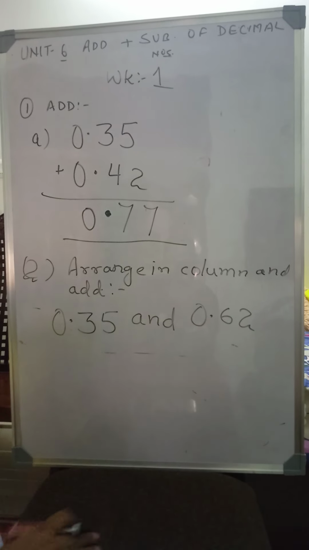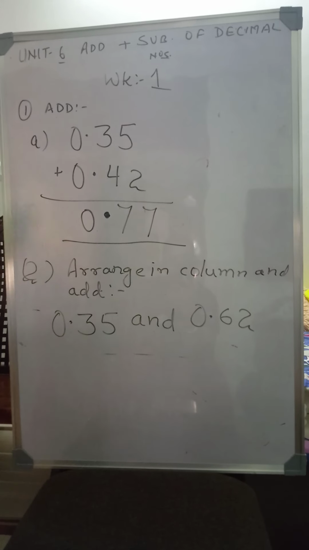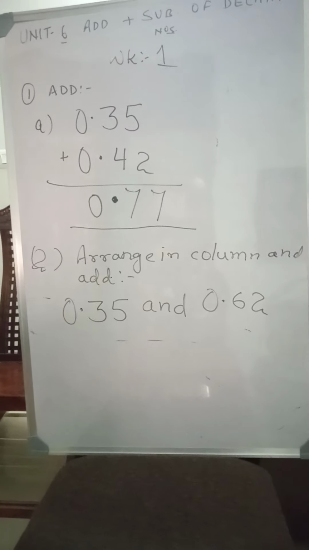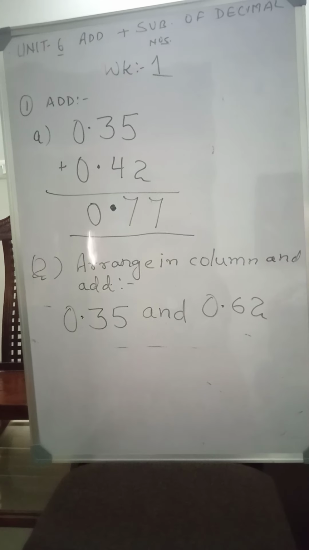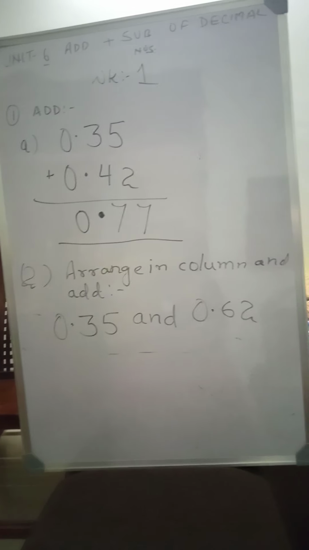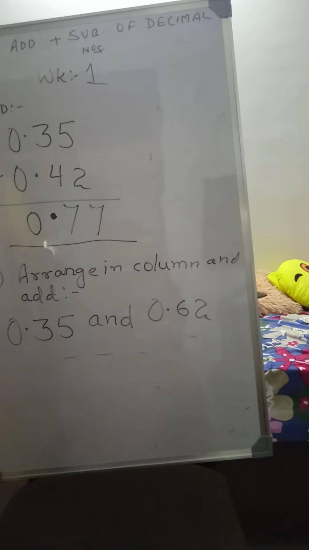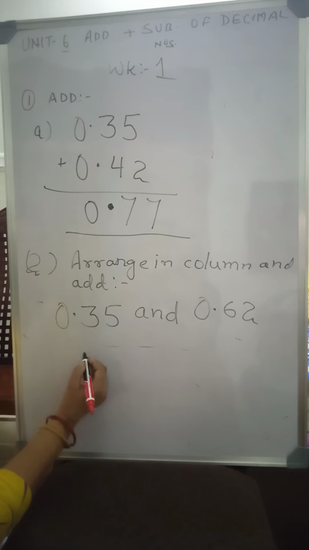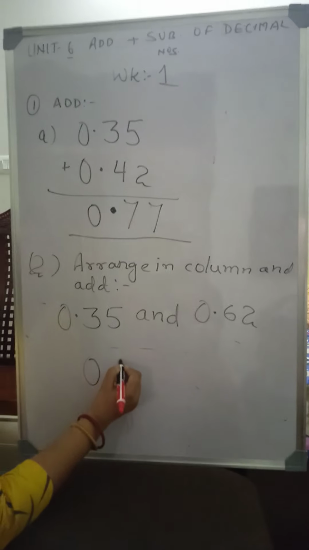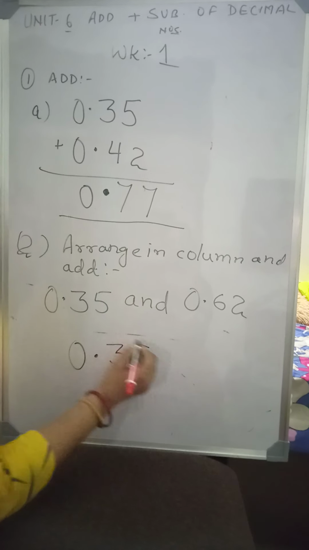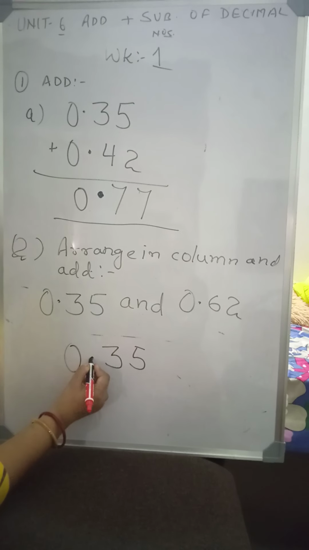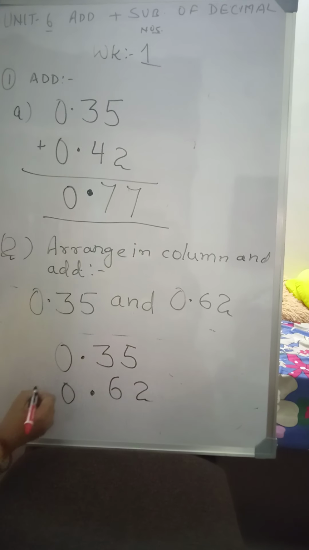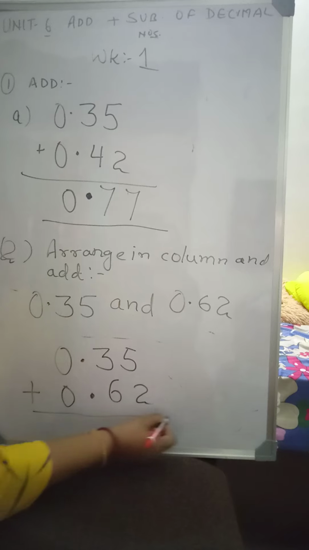0.35, 0.62. So firstly, arrange these addends in a column. Write this first addend 0.35 and just below it 0. Just below this decimal, put the decimal, then 6 and 2. And then put the plus sign and thus arrange it.